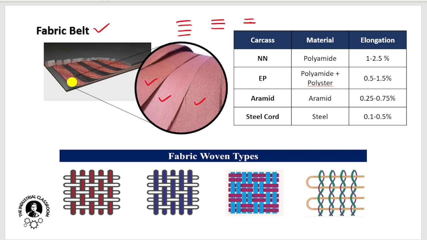Okay, so these are nothing but the embedded material, right? So the plies may be of NN type, EP type, aramid type. Steel cord is the carcass, right? So we are talking about carcass. Next, we may also have cotton here. But why are these cotton plies not used nowadays?